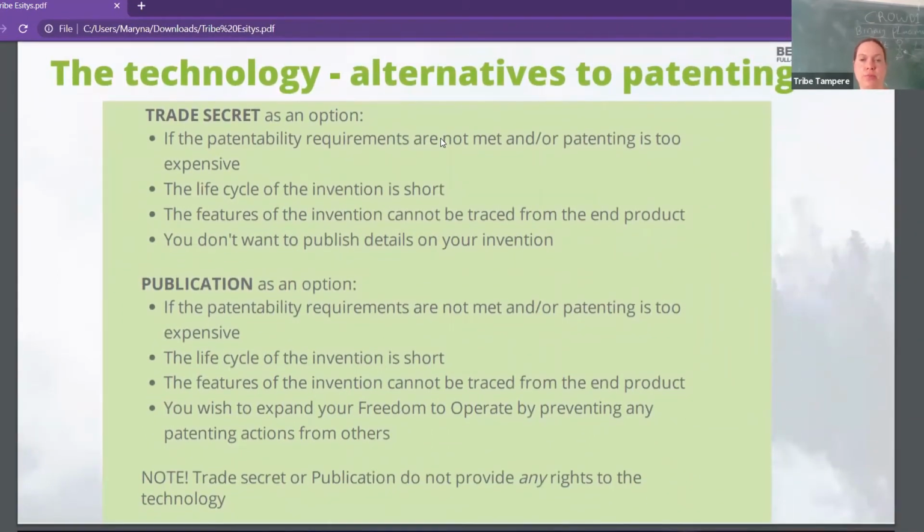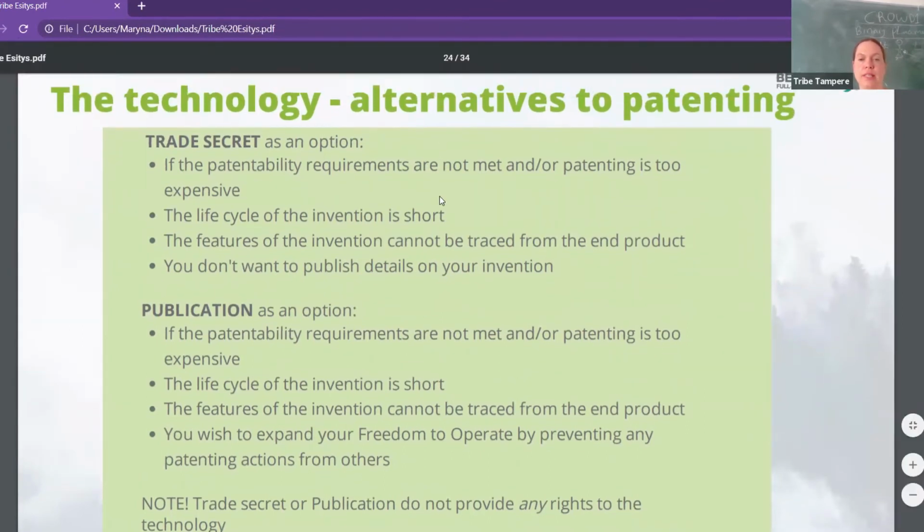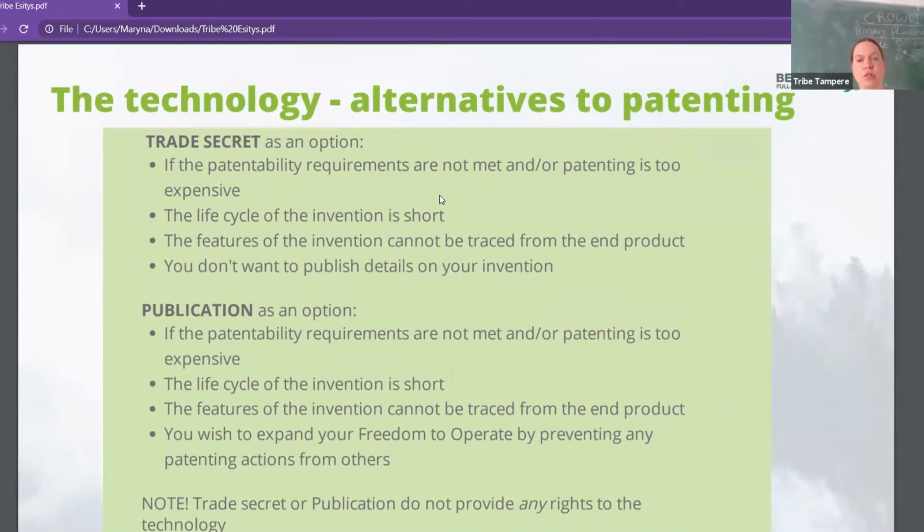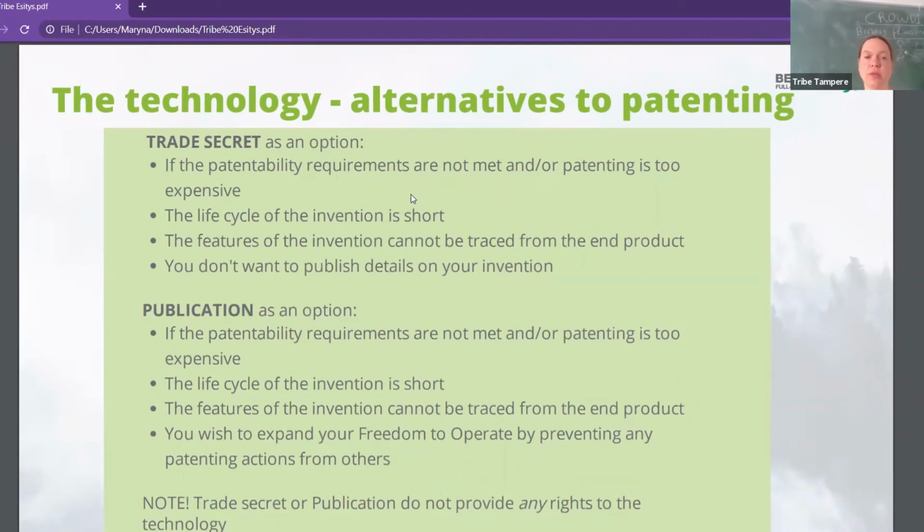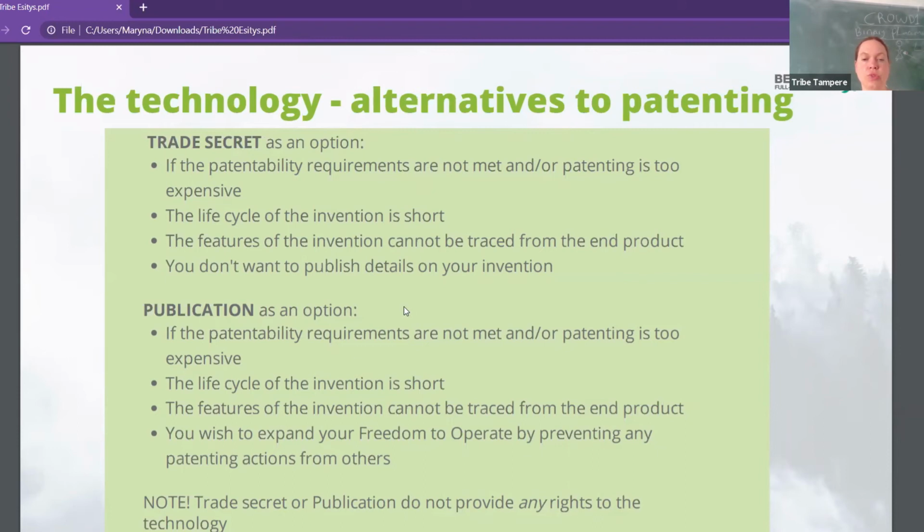And if for some reason patenting is not an option for you, either because it doesn't fulfill the requirements or for financial reasons or some other, then you could either keep the invention as a trade secret, or there's also the option of publication. That means then no one else would be able to obtain the patent.